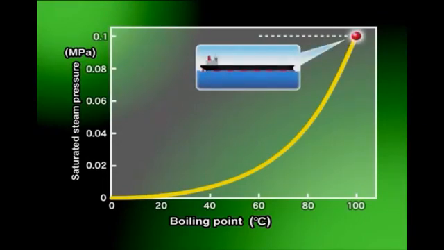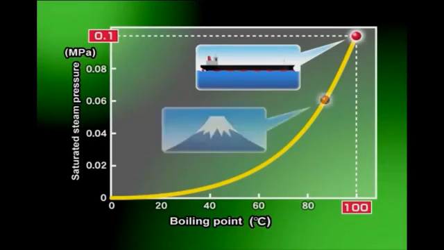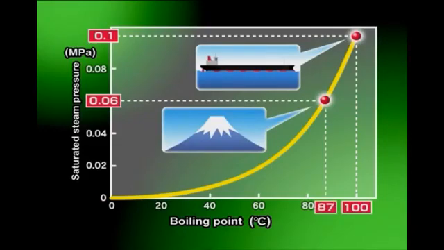Water boils at 100 degrees Celsius under 1 atmosphere, or 0.1 megapascals. But on top of Mount Fuji, the atmospheric pressure drops to 0.06 megapascals, causing water to boil at 87 degrees Celsius. As a result, the critical pressure at which a liquid begins to boil under a certain temperature is called saturation vapor pressure for that temperature. The lower the saturation vapor pressure, the lower the boiling point. In other words, vapor bubbles and cavitation occur where water pressure is low.